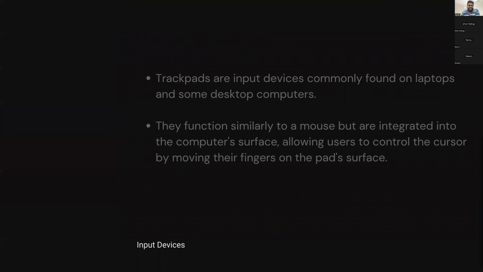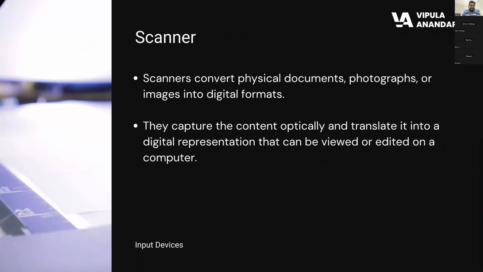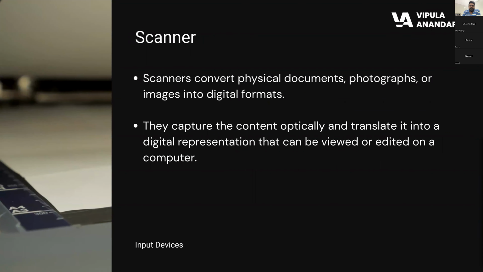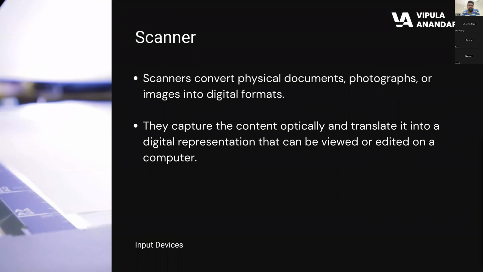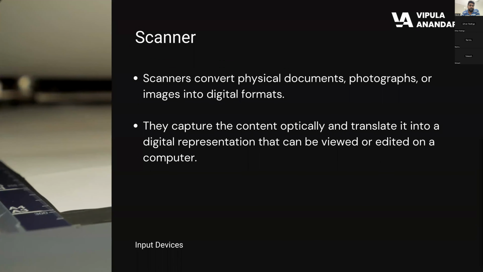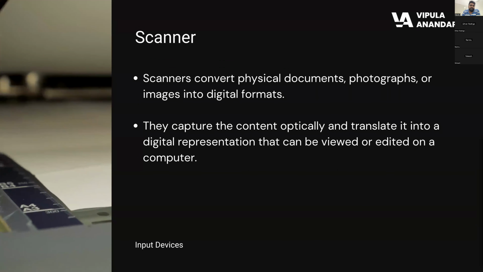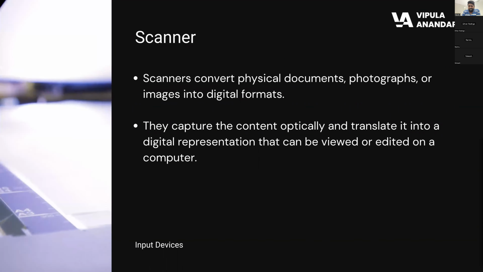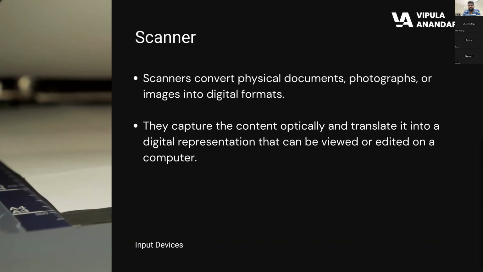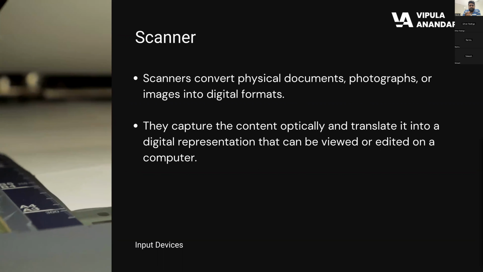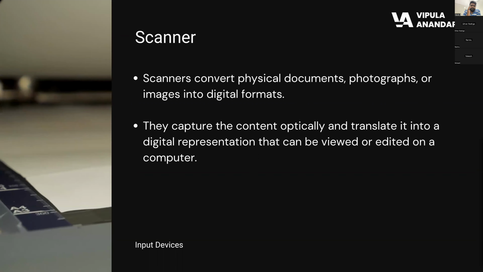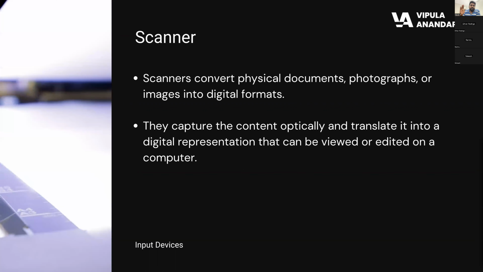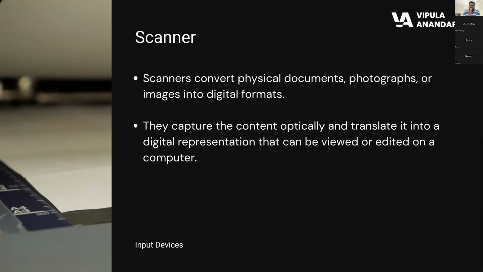Okay. Then we get into the next input device, which is the scanner. As you guys know, a scanner is basically there to scan a physical document or a photograph or an image into a digital format. It works in a similar way to the sensor in your mobile phone. It captures part by part as it moves from one place to the other.